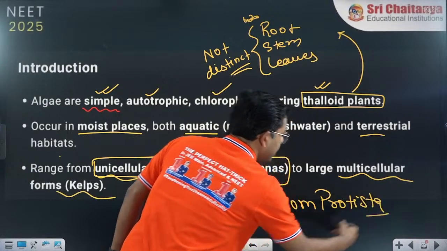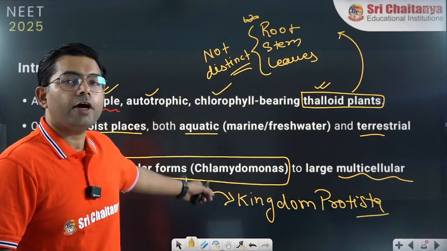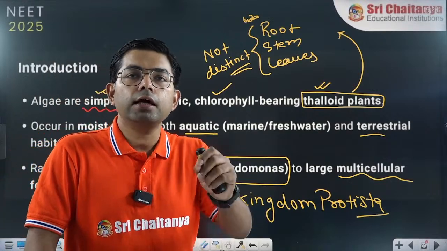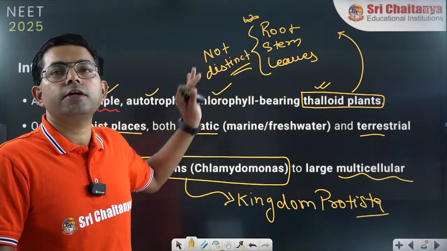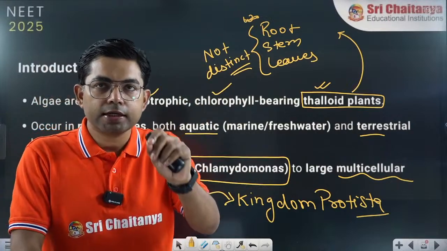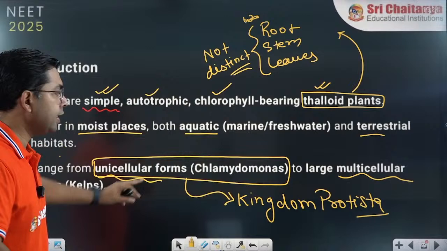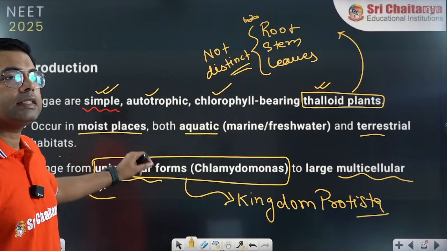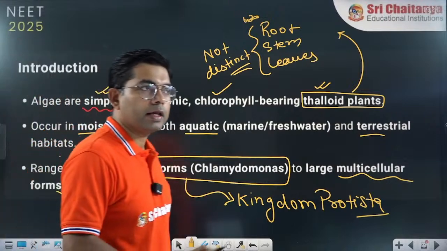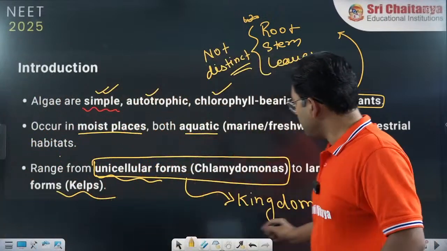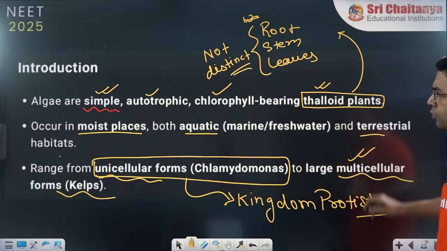Then you will say, sir, if it is in kingdom Protista, why are you mentioning it here? Here they are mentioned because they have characteristics similar to algae. That's why they are mentioned here. Otherwise, they are mainly part of kingdom Protista. Clear? Then multicellular they are mostly.